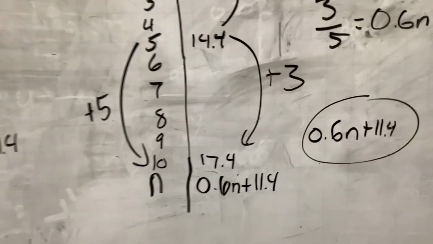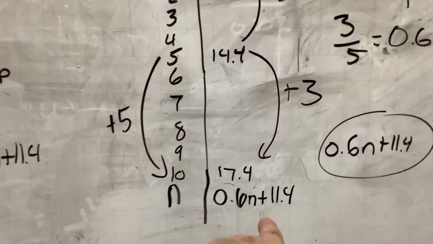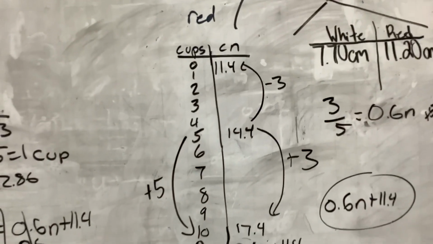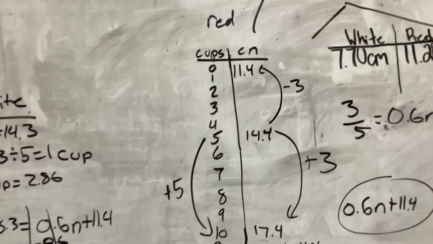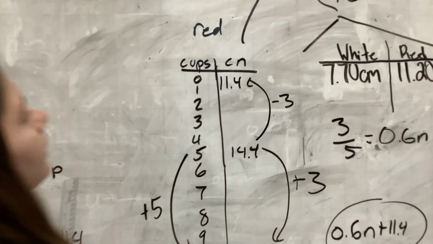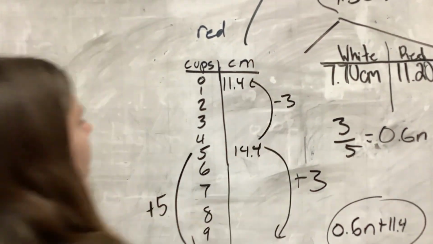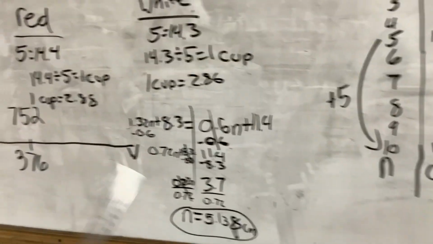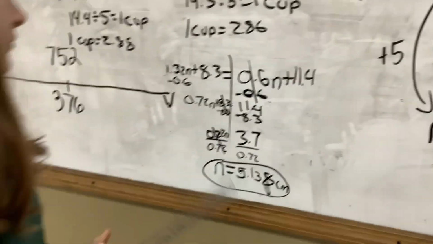Now, what's that rule represent right here? How many red cups? No, not how many. Look what column it's in. How many centimeters? Yeah, I don't know why that's CN. That should be CM. All right, so that's the height of the red cups. Okay. So now, can you erase that centimeters on 5.138? That'll make me feel better.